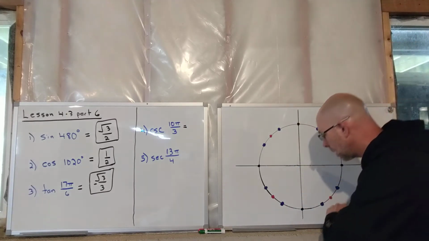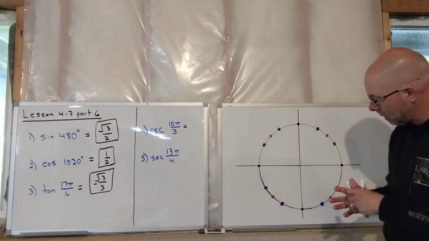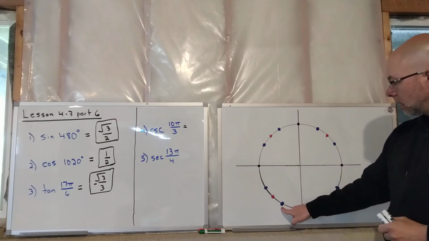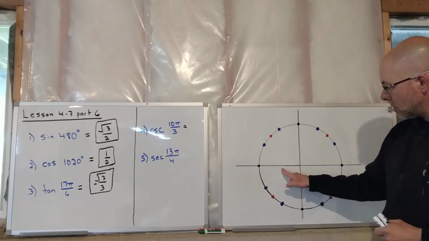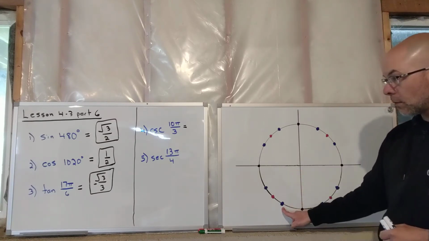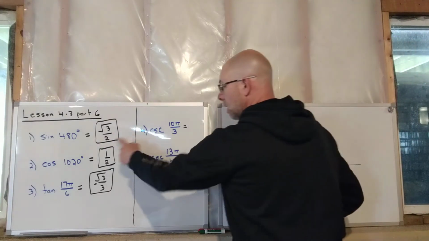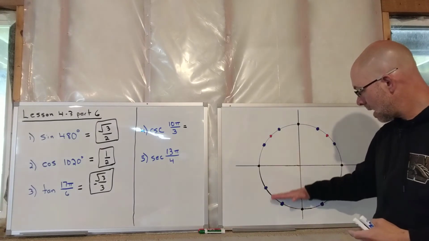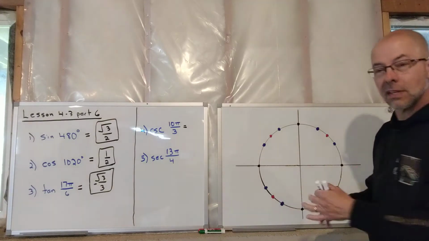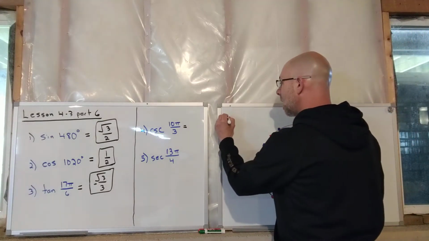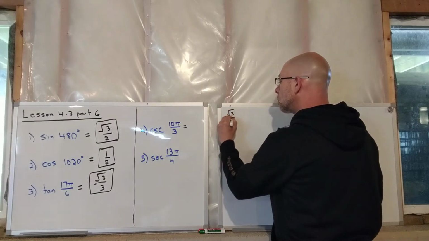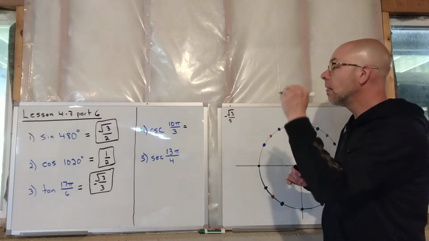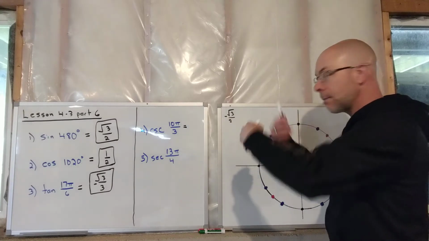Okay? I'm not going to write this time. This point is negative 1/2, negative square root of 3 over 2. Now, sine to cosecant is the y-coordinate. It's negative square root of 3 over 2. That's going to take some work. Negative square root of 3 over 2 is the sine. The cosecant needs to be flipped.